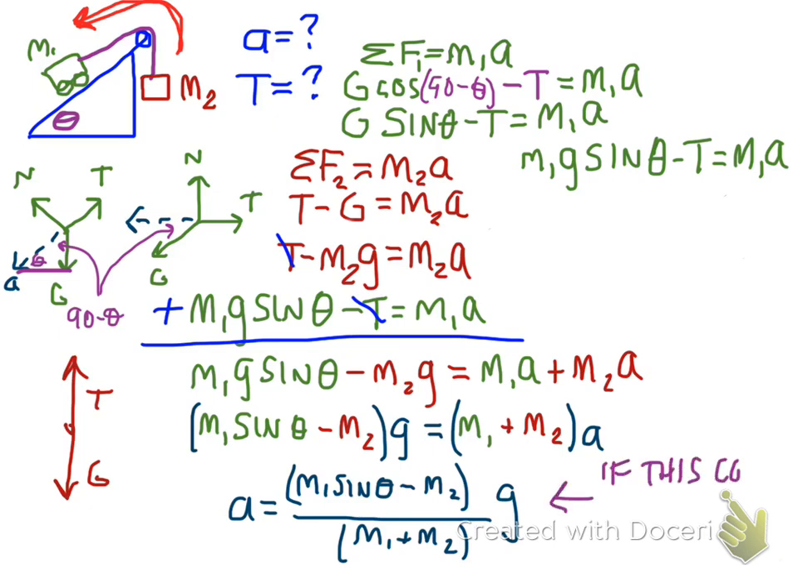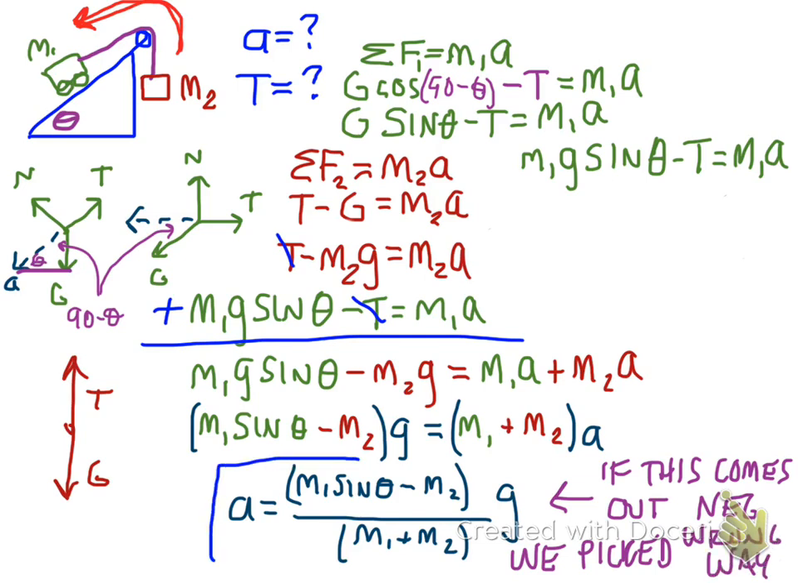If this ends up being negative once you put your mass values in and your angle, then that means we just picked the wrong way, and that means that the cart will go up the ramp and the mass will fall down.